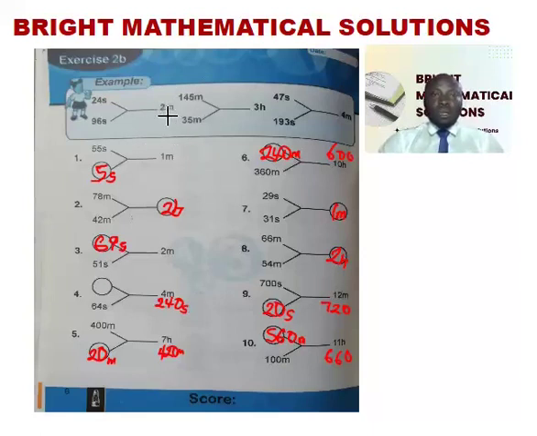So what you must get right is how many seconds make a minute and how many minutes make an hour.